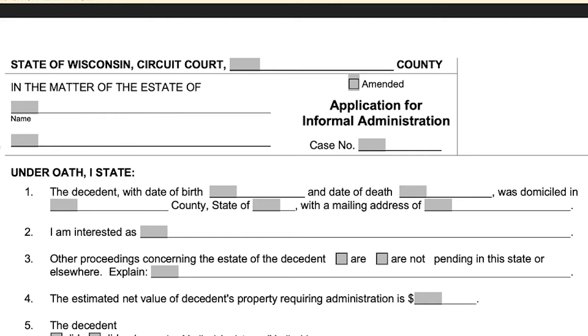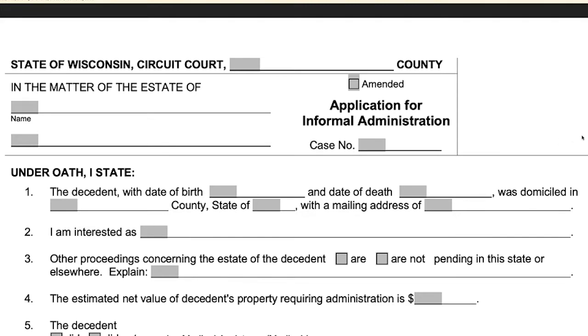Moving on to the caption, it will say in the matter of the estate of, and you just put decedent's name and local address if you have one. There's a spot for the case number. The case number will be provided by the clerk of courts when you file your application for informal administration. If at some point you need to amend your application and file a second time, you would use the case number that was assigned to you when you filed your first application.